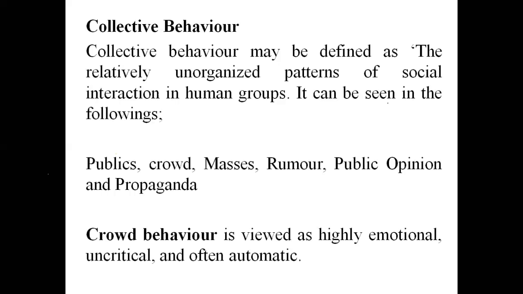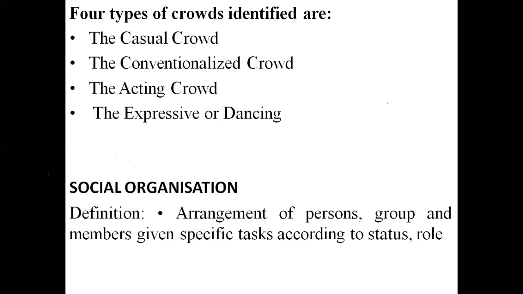So there are different types of crowd. We have the casual crowd, the conventionalized crowd, the acting crowd, and the expressive or dancing crowd. Now, the casual crowd represents the momentary assemblage of individuals who watch a performer in the cinema. So just an assembly of people, that's the casual crowd. But the conventionalized crowd are people listening to a concert or observing a football game. The acting crowd is the aggressive crowd, while the expressive crowd often provides the basis for the development of religious sects or the careers of teenage idols. So this expressive crowd, they are the ones expressing their action. So that's the crowd.